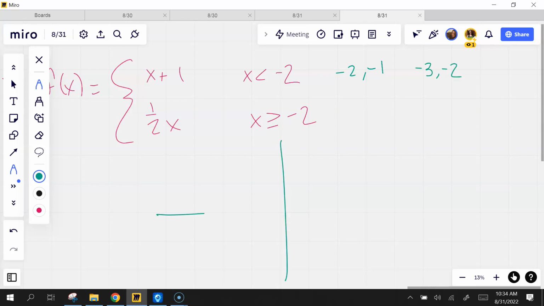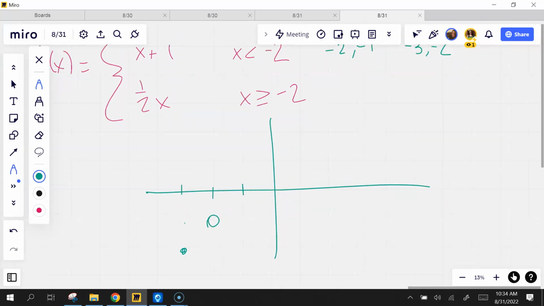This is going to be open on my starting point. So 1, 2, 3. 1, 2. And, oops, nope, just kidding, I lied. Negative 2, negative 1, and then negative 3, negative 2. It goes in this direction.